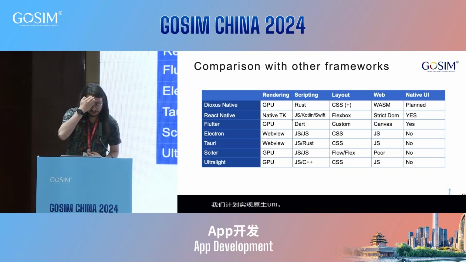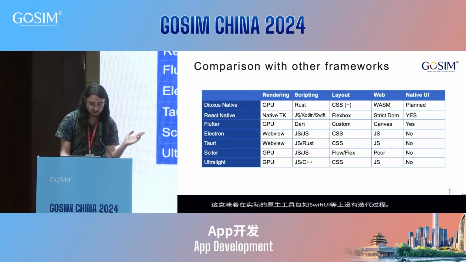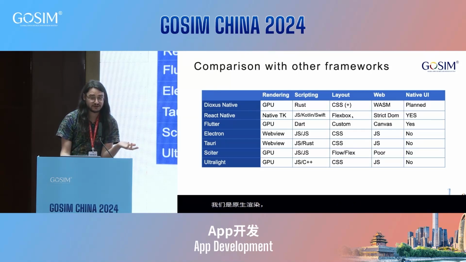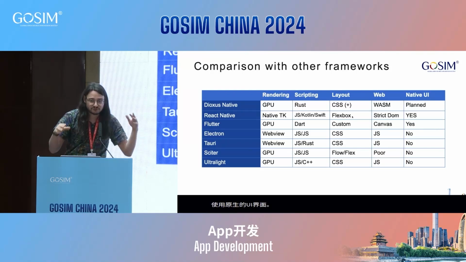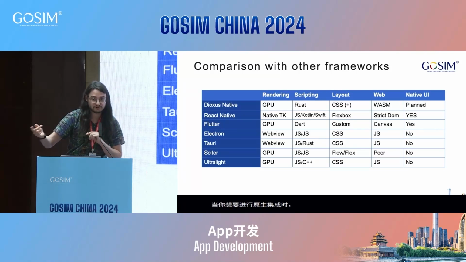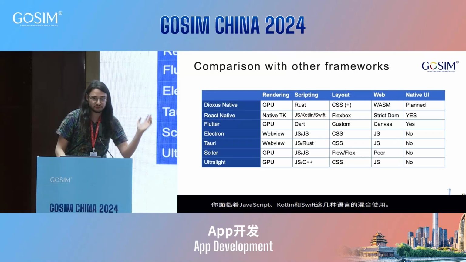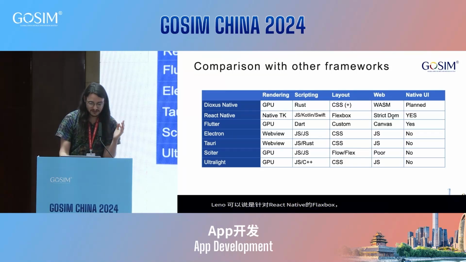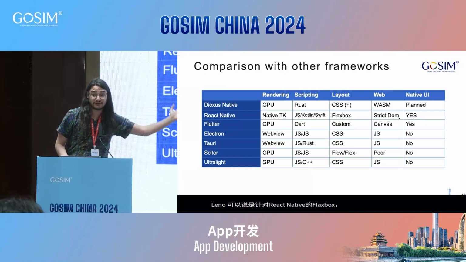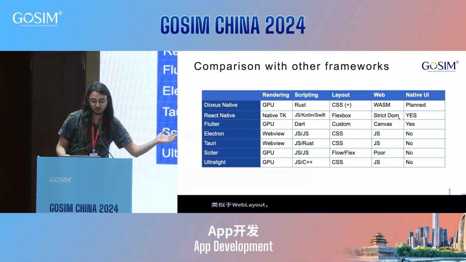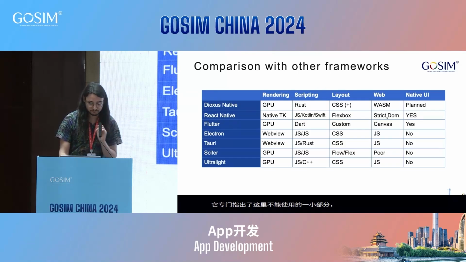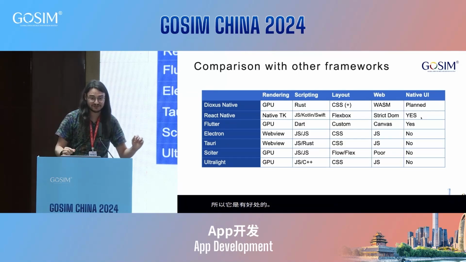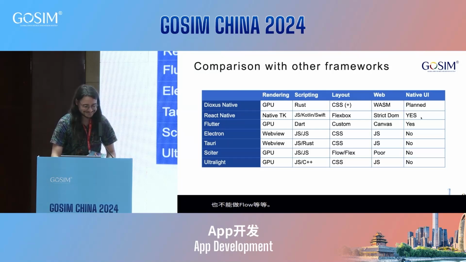React Native renders using the native UIs. You have this mixture of JavaScript and then Kotlin and Swift when you want to do native integrations. Layout is more specifically Flexbox for React Native. It is web layout, but it's specifically this bit. You can't use CSS grid, you can't use block, you can't do float, etc. And the web is like, well, you can do a separate React app, but then you're not one code base anymore. Or you can use the strict DOM thing. And native UI, yes, that's the whole point of React Native.